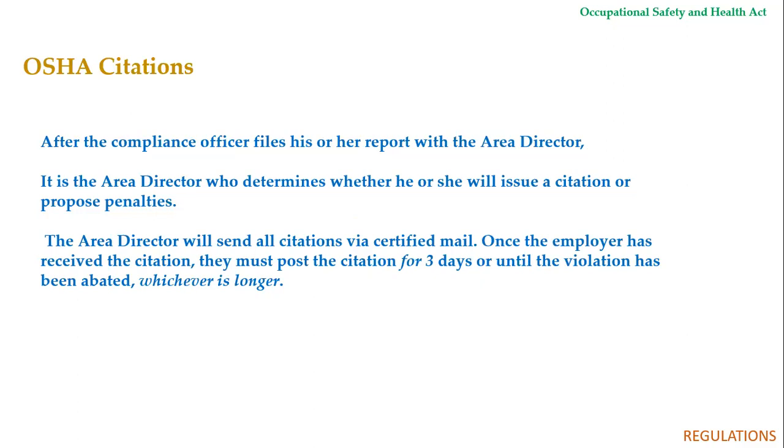So now we will see the OSHA citation. After the compliance officer files his or her report with the area director, it is the area director who determines whether he or she will issue a citation or propose a penalty. The area director will send all citations via certified email. Once the employer has received the citation, they may post the citation for 3 days or until the violation has been abated, whichever is longer.